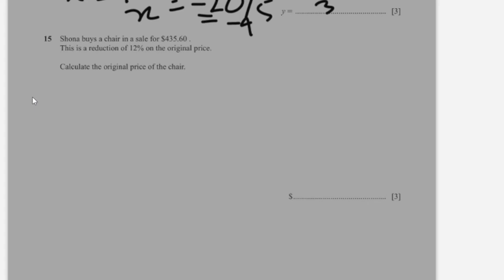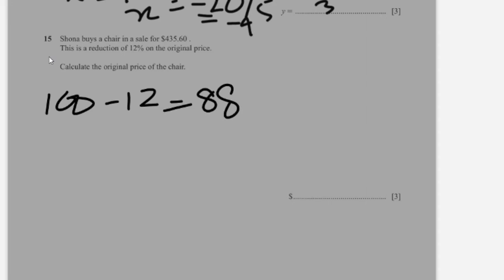Question number 15. Shona buys a car in a sale for $435.60. This is a reduction of 12% on the original price. Calculate the original price of the car. So since this is a reduction, the original price is supposed to be greater than the value in the question. So we have the whole value as 100%, and since this is a reduction, I'm going to be subtracting, and I'll get the answer as 88%, and write the new value below this value which we have calculated right now.